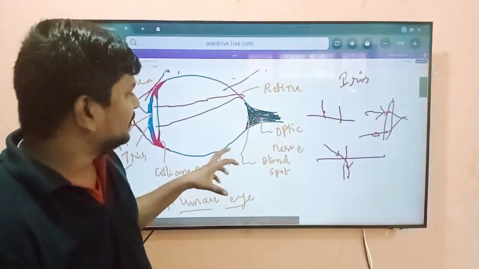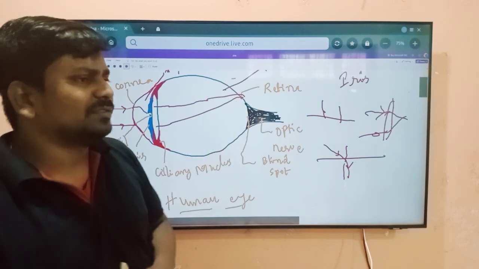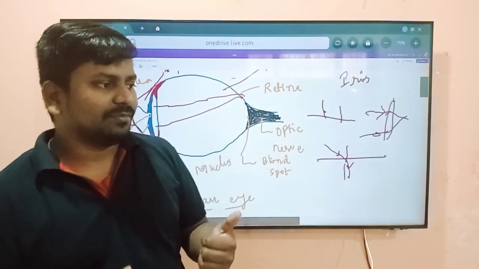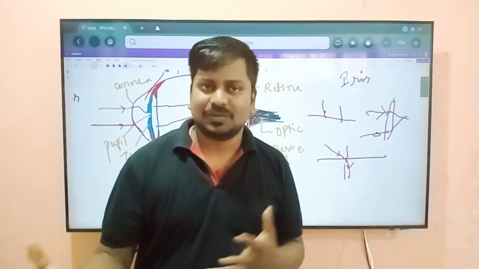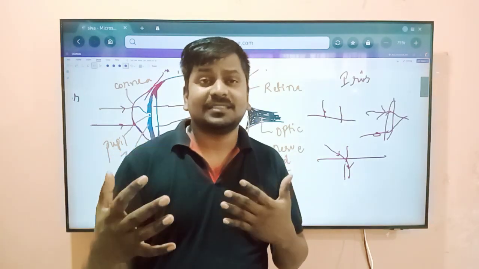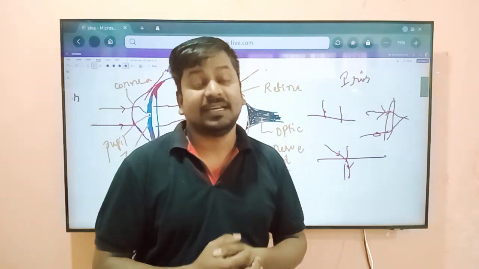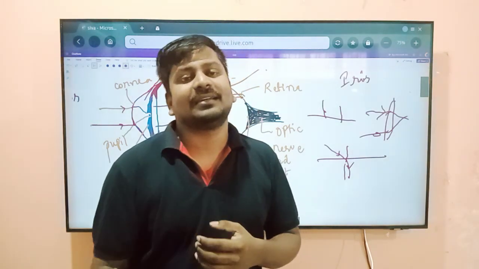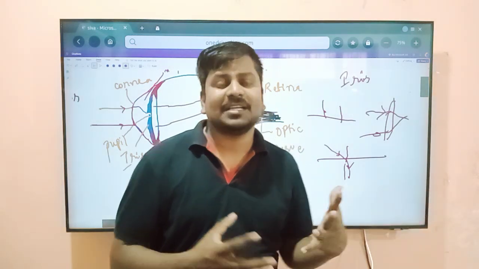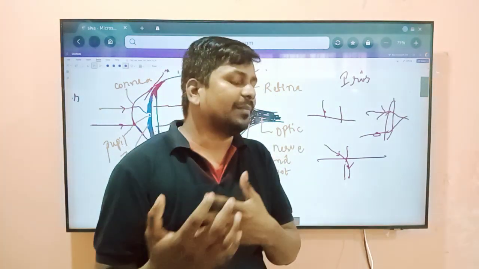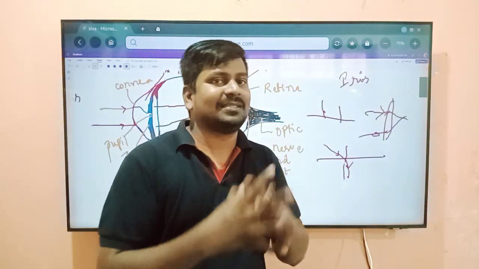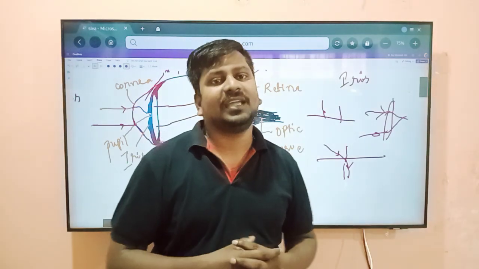And next, at the retina there are two light-sensitive cells. What are those? One is rods, the other is cones. Rods sense dim light and the intensity of the light, so even at night we are able to see objects. We can see during night time because more rods are there. Coming to the cones, they sense the colors of the light.